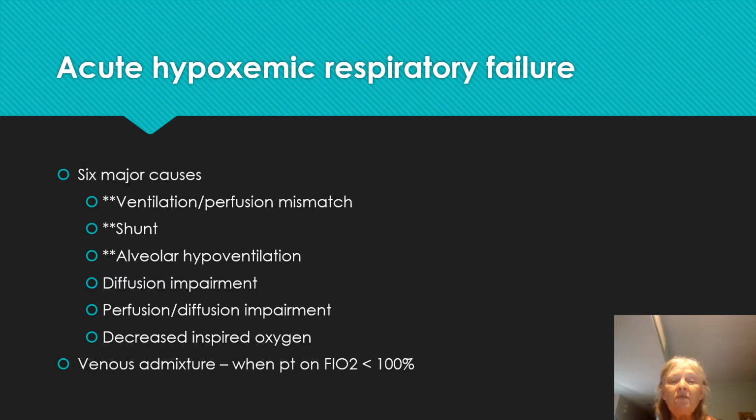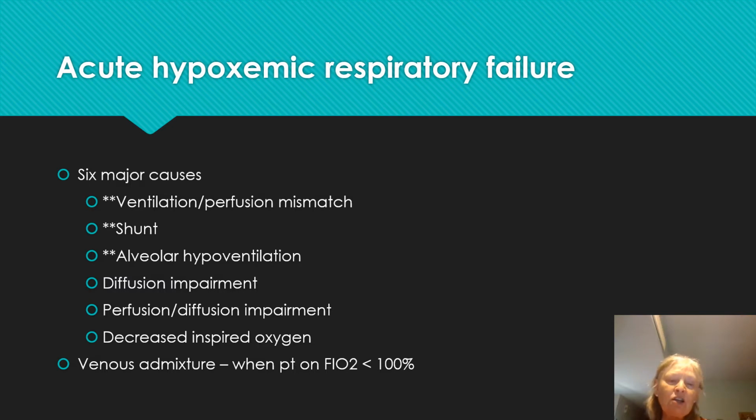The other three, VQ mismatch, shunt, and alveolar hypoventilation, are the major causes we're going to go ahead and name as our causes of acute hypoxemic respiratory failure, okay? These are the big three. The other ones do apply if they're bad enough, but these are the three that are really going to cause us problems. Remember again, a VQ mismatch can be ventilation with decreased perfusion or decreased ventilation with perfusion. A shunt is perfusion without ventilation, the opposite of dead space.